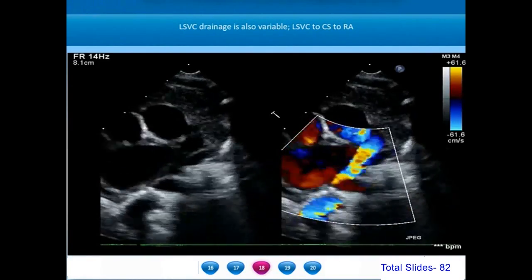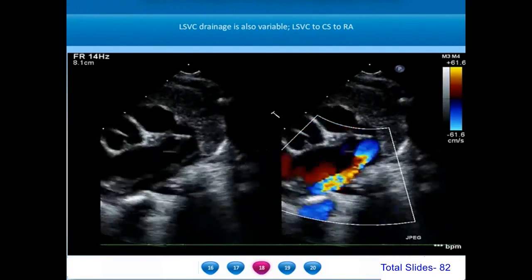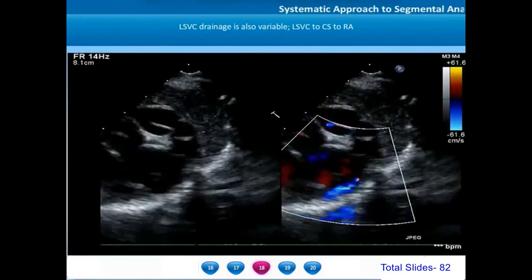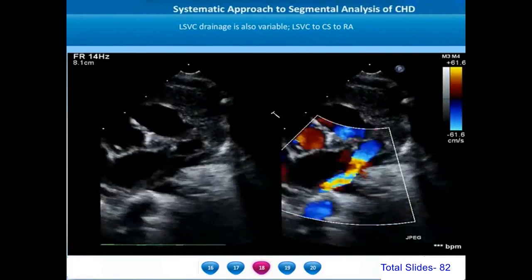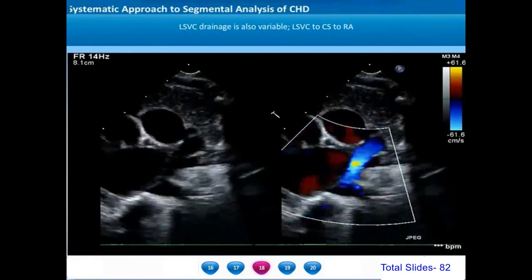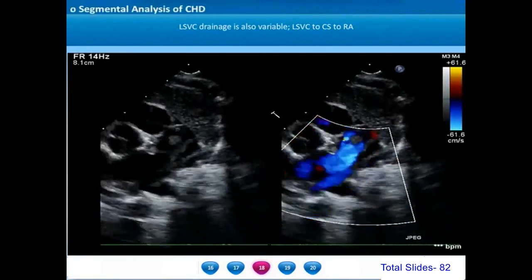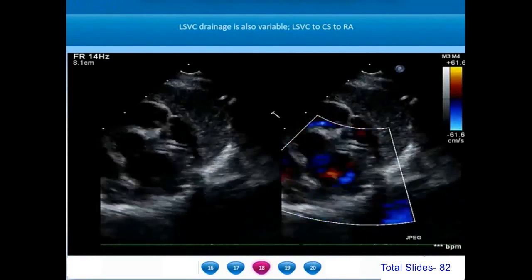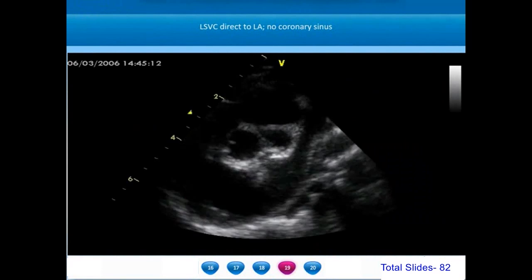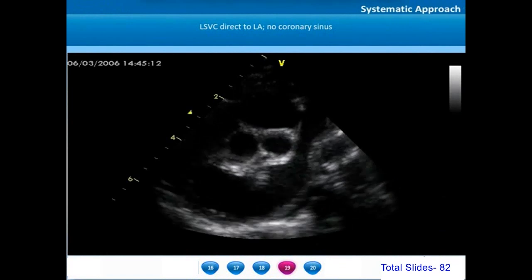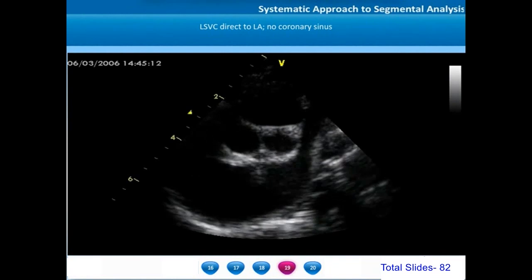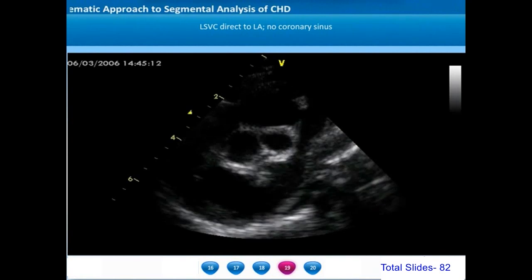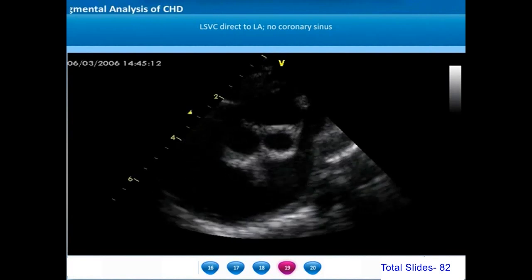Similarly, the drainage of left superior vena cava is also very variable. The left superior vena cava can drain through the coronary sinus into the morphological right atrium. In this example, we can see the long coronary sinus coursing through the floor of the left atrium and draining into the right atrium. However, in this example, we can see the left superior vena cava draining directly into the left atrium without any coronary sinus. There is a complete unroofing of the coronary sinus.